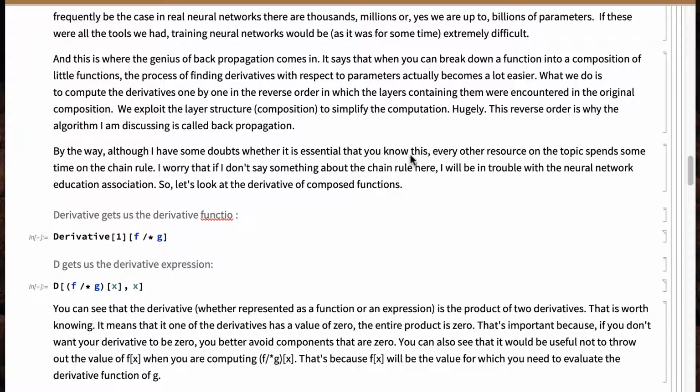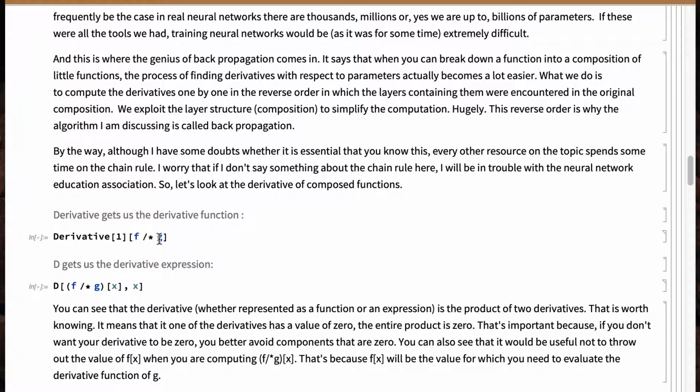Now, I'm not positive you really need to know this, but since every other resource on the topic spends time on the chain rule, I am worried that the neural network police are going to come after me if I don't say something about the chain rule in this video, and probably they would be right to do so. So let's take a look at the derivative of a composed function.